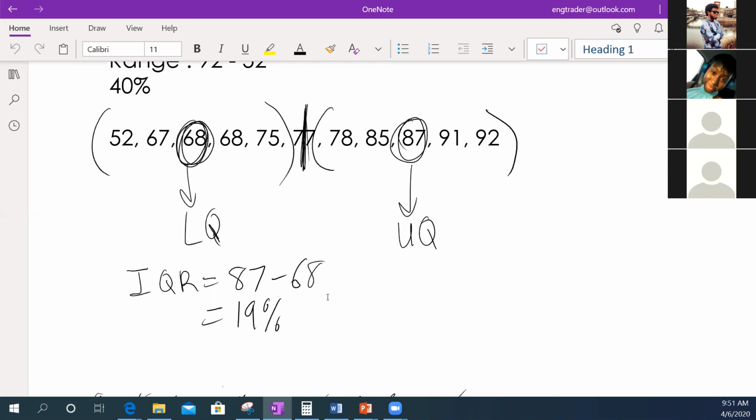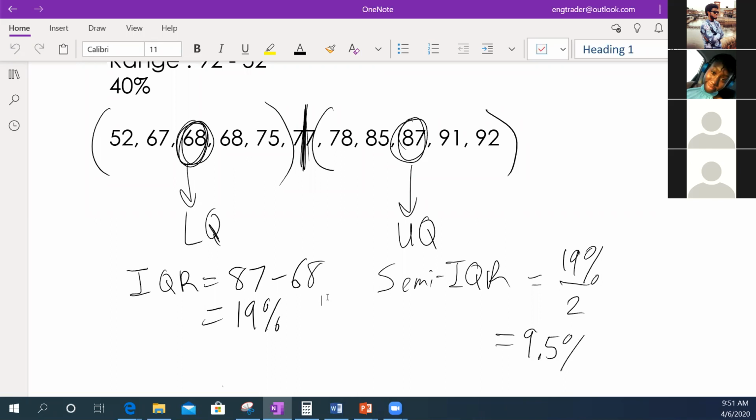Brilliant. All right, so the semi-interquartile range should be easy now. How do we actually calculate that? You divide the interquartile range by 2. 19 by 2. So the answer should be what? 9.5%. Right. And again, when we compare that, which data has the larger spread? Group A. Group A has the larger spread.